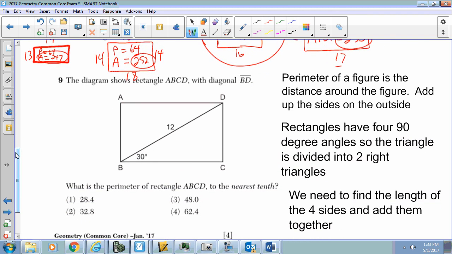Now moving straight on to number 9. Again, we're talking about perimeter. Let's read the question though. It says the diagram below shows rectangle ABCD with diagonal BD right here. What is the perimeter of the rectangle ABCD, to the nearest 10? Remember, perimeter is talking about all the way around. So make sure and write these down. Take a second to write those down, and I'll come back.